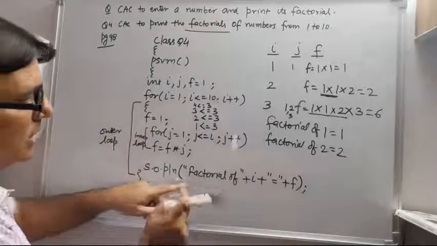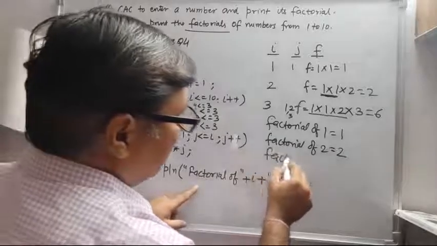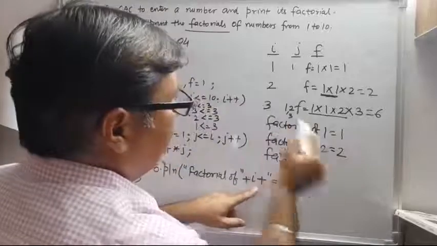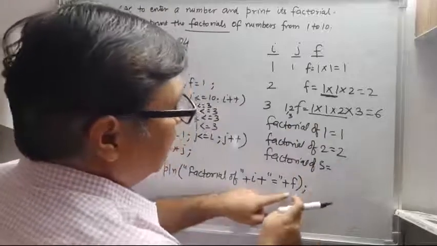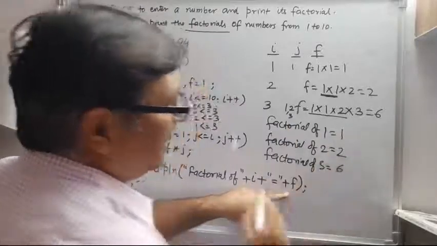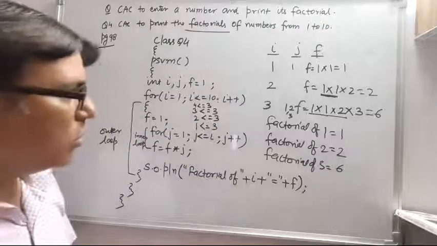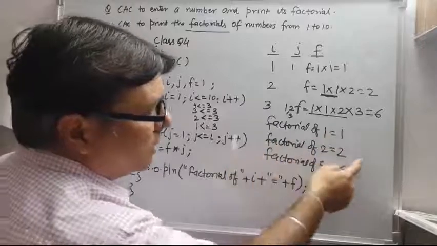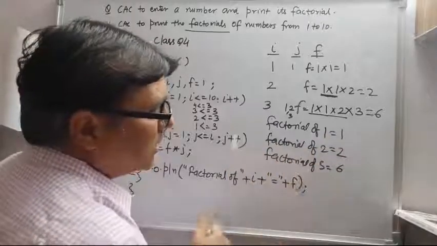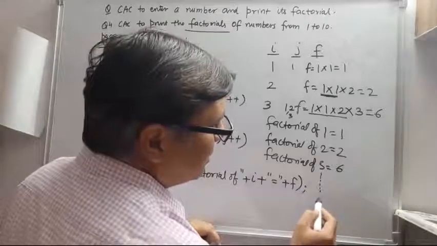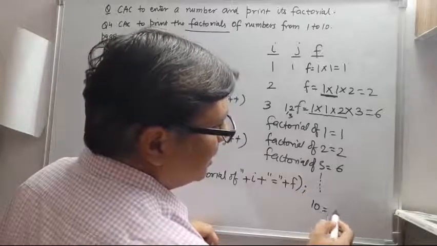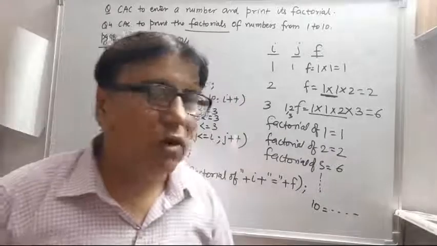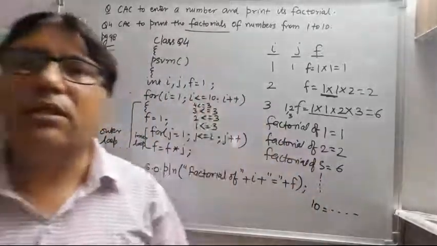So this will print factorial of I. What is I? 3. 3 is equal to f. What is f? 6. So this is how the factorial of all the numbers, factorial of 1 is equal to this, factorial of 2 is equal to this, factorial of 3 is equal to this, similarly factorial of 4, 5, 6 up to factorial of 10 is equal to whatever the factorial is. So all the factorials of the numbers from 1 to 10 are printed on the screen.